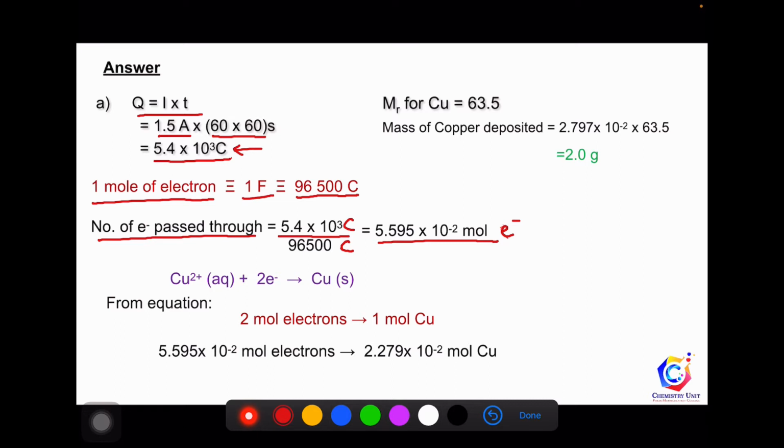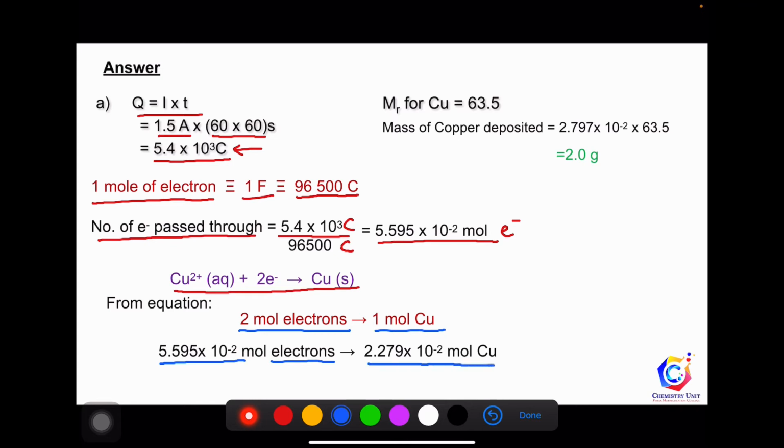That would be the discharge of copper 2 plus ions to become copper. From the equation, it can be seen that 2 mole of electrons is required to produce 1 mole of copper. Therefore, 5.595 times 10 to the power of negative 2 mole electrons circulating in the circuit produces 2.279 times 10 to the power of negative 2 mole copper.